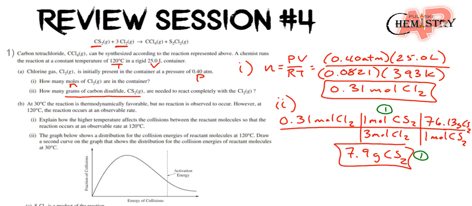So letter B. At 30 degrees, the reaction is thermodynamically favorable, but no reaction is observed to occur. However, at 120 degrees, the reaction occurs at an observable rate. Okay, so it's happening no matter what. But what it's saying is at 120 degrees, we see it happening. At 30 degrees, we really don't see it. Kind of like the slow decomposition of hydrogen peroxide versus doing it as a demo with elephant toothpaste, maybe. The reaction of paper with oxygen versus lighting it in a fire, maybe. You don't see it. I'm not like, oh my gosh, look at that paper slowly reacting with that oxygen.